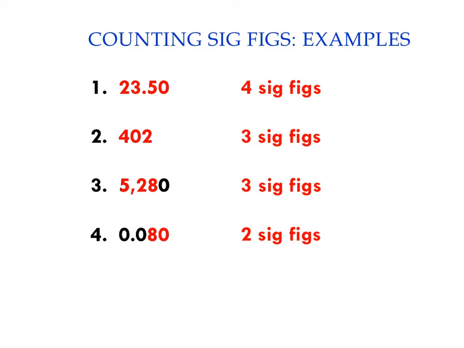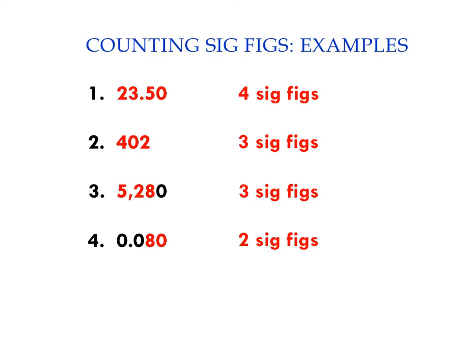So let's look at some more examples. 2.35 or 23.50: the 0 is after a measured number, so this one is going to count, so that would be 4 sig figs. 402, this is a trapped 0 right here, so it also counts, so that would be 3 sig figs. 5,280, there is no decimal point on here, so I can make this 5.28 times 10 to the third. We're not going to count that. Same thing here, I can make this 8.0 times 10 to the negative 2, so that would just have 2 sig figs.